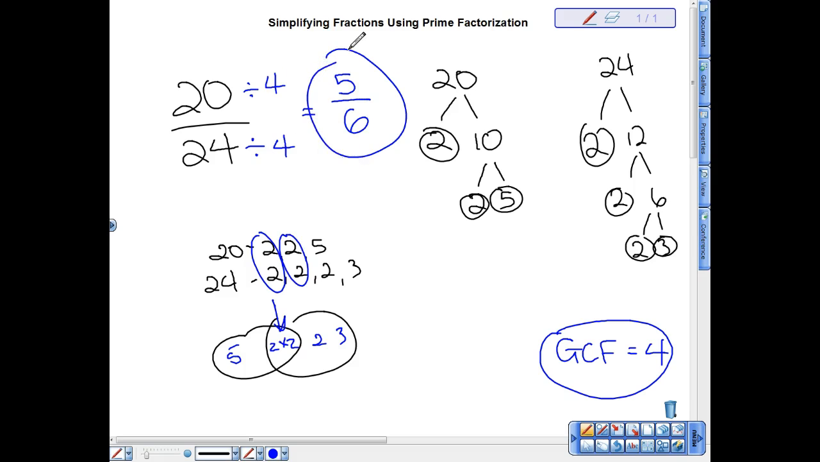All right, guys, try using prime factorization to simplify fractions at home. Good luck, and I know you guys can rock it.